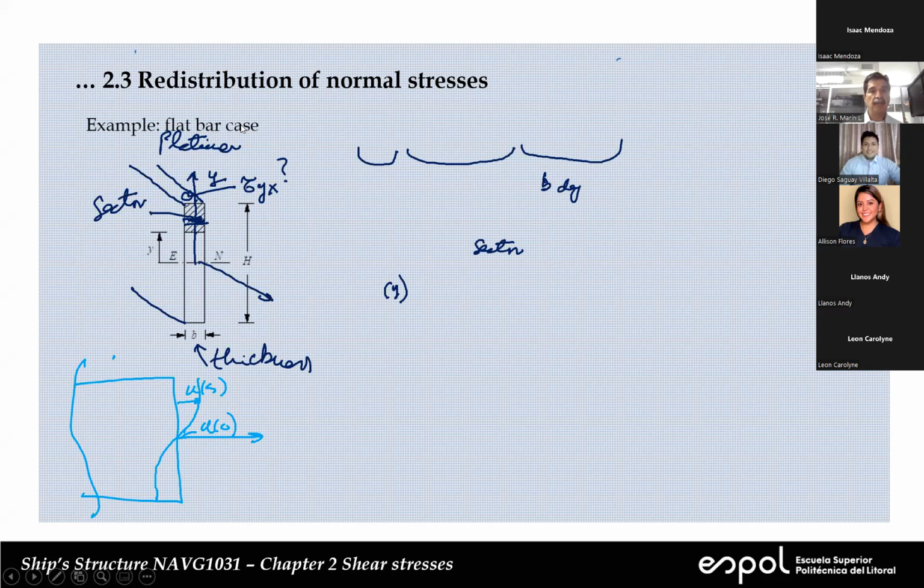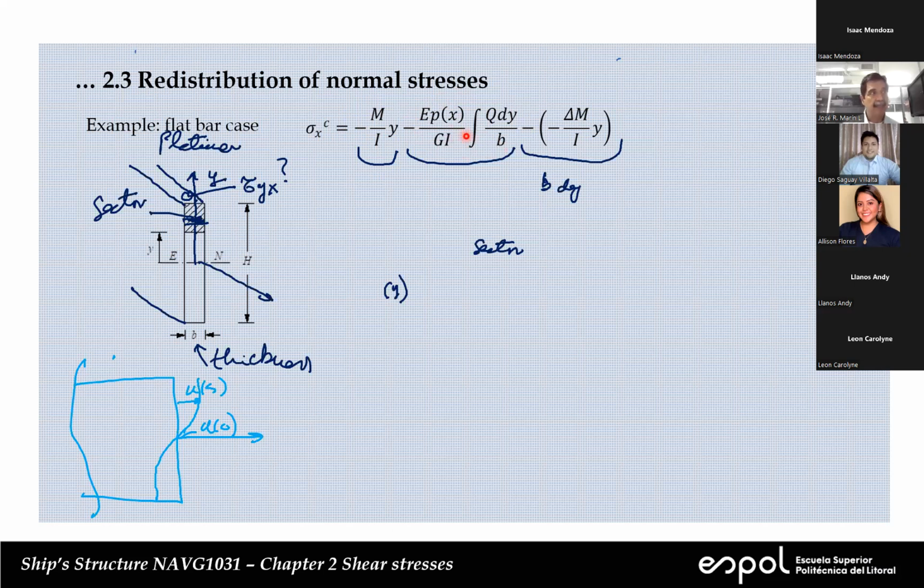So this is the example that we started to consider. It's a flat bar. That's the word for platina in Spanish. And we have to be careful because this is the expression that we need to apply. Okay, so this is the first term. It's the term that comes from pure bending theory, okay? With that, we deduce this one here.